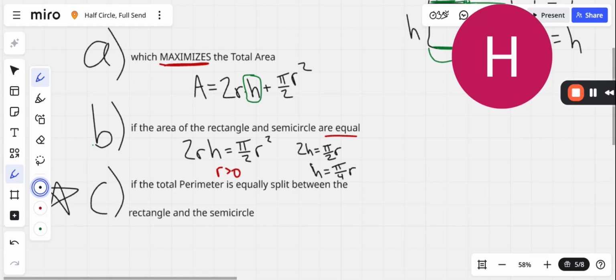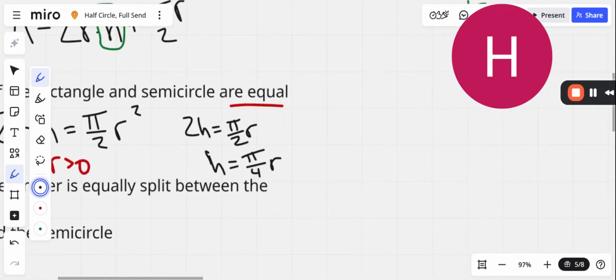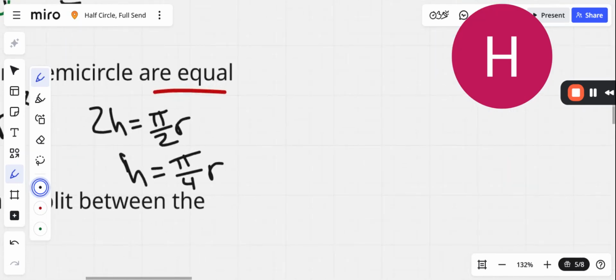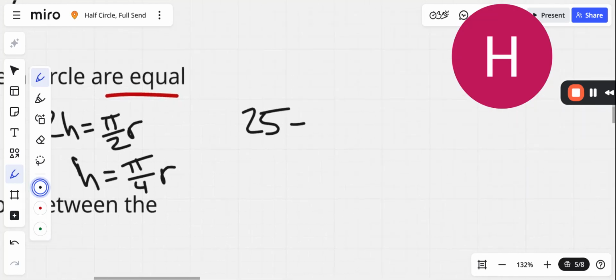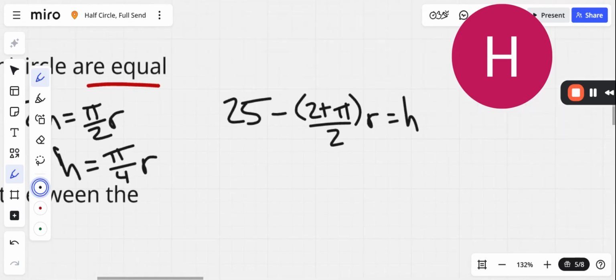So how do we solve for what r actually is? Well, we use our expression for h. We still have that expression that says, according to the perimeter constraint, 25 minus (2 plus pi) over 2 times r, this still equals h. So now I have an equation that I can set equal to pi over 4 r.